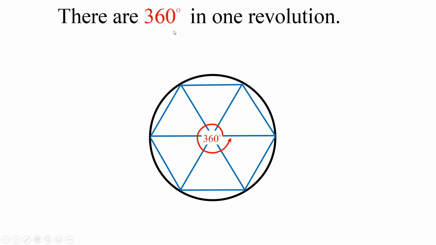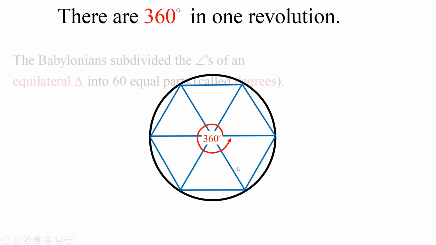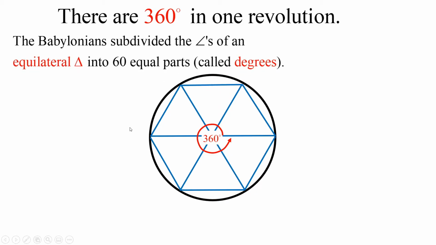All right, how do you think the Babylonians came up with that measure for 1 revolution? Well, you notice within the circle we've inscribed 6 equilateral triangles? The Babylonians subdivided the angles of an equilateral triangle into 60 equal parts called degrees. So these are all equilateral triangles and they're all congruent. That means that each angle of an equilateral triangle, which you already know this, would be 60 degrees. 60 degrees and 60 degrees.